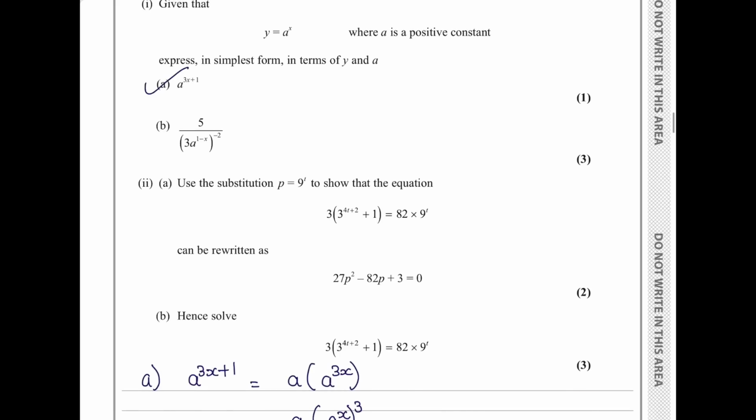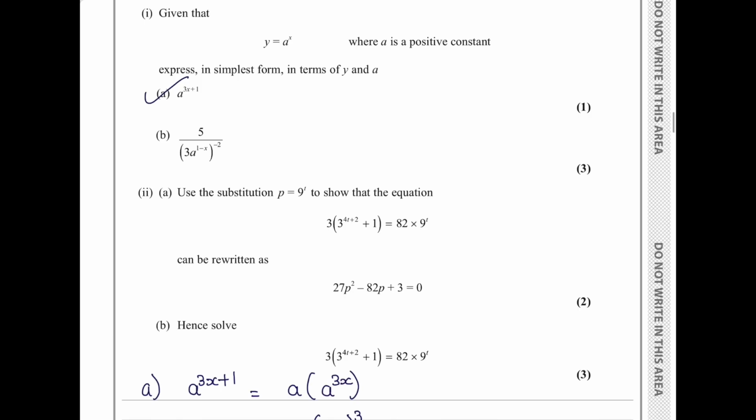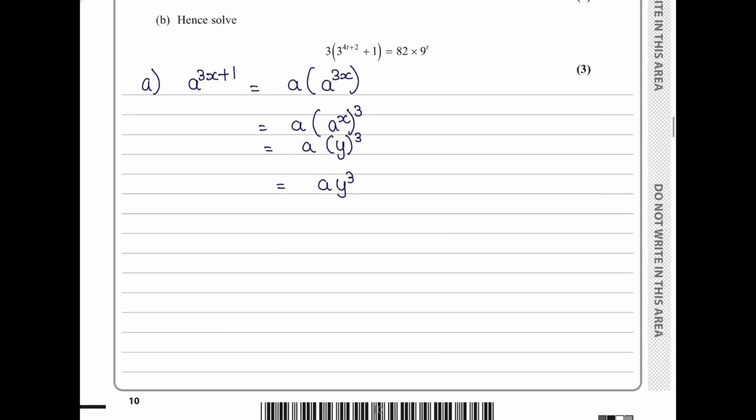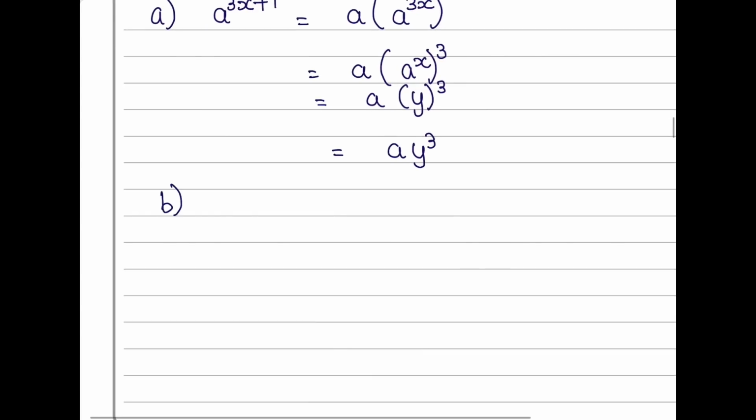Now the next one, it's 5 over 3a raised to 1 minus x, all raised to negative 2. Alright, so this one is a bit more complicated, but again, that's what I'm here for, to help you guys. So this was part B. The question here says 5 divided by 3a raised to 1 minus x, to the power negative 2.